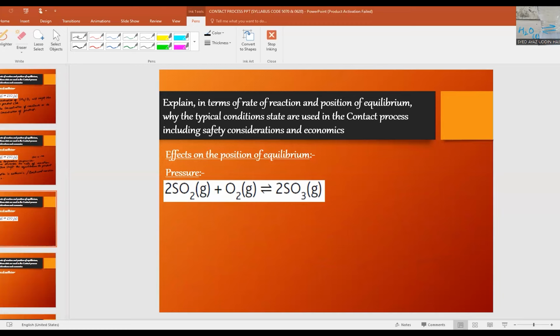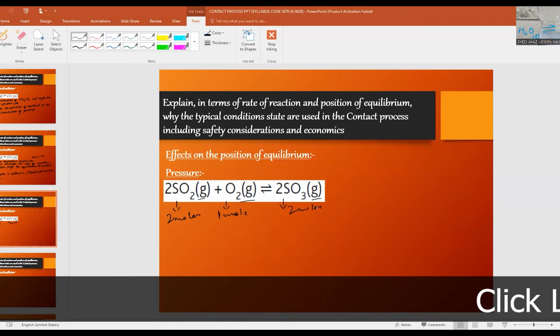Now I will talk about the effect of pressure on the equilibrium. Here there are only gas molecules on both sides of the equation. You see, these are gas molecules. 2 moles or molecules of sulfur dioxide gas react with 1 mole of oxygen to give 2 moles of sulfur trioxide gas. You can also refer to volume of gases instead of moles or molecules.